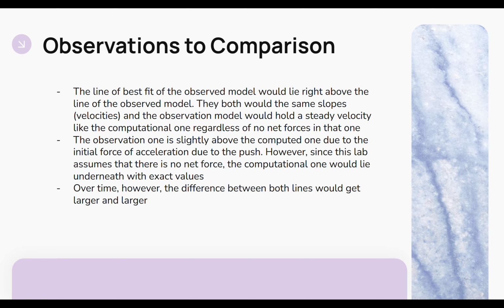So some comparisons between both models are that the line of best fit of the observed model would lie right above the line of the computational model. They would both have the same velocities, which are the same slopes, and the observational model will hold a steady velocity like the computational one. The observational one is slightly above the computational one, obviously due to its initial force of acceleration. And over time, the difference between both lines would get larger and larger.